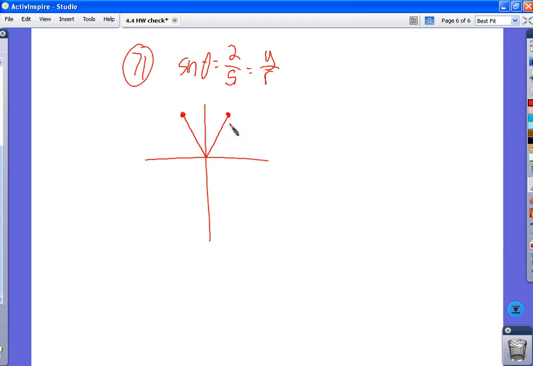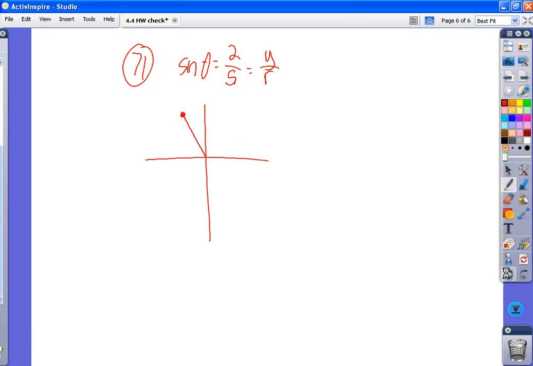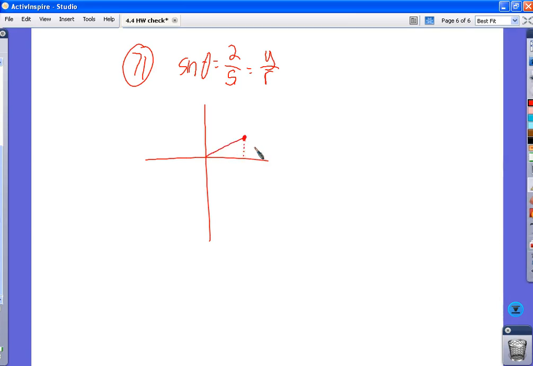Oh, sorry, I got that kind of backwards. This would be more like a y of 2 and an r of 5, right? Y is 2, r is 5, also here. Y is 2, r is 5. Okay, so there's two possibilities. So we need to narrow it down a little bit.